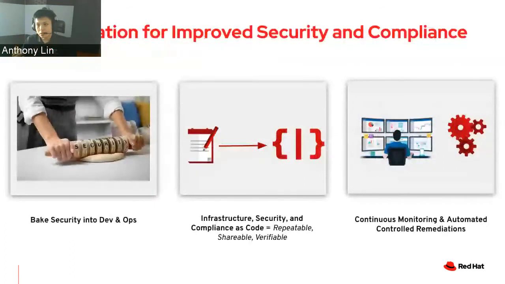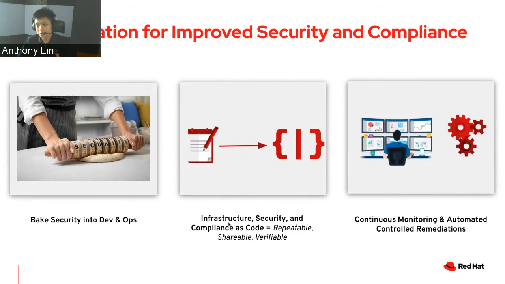So you can see over here that when we say that we want to do automation for improved security and compliance, we are really looking at how we can bake security into Dev and Ops. We talk a lot about DevOps these days. We should also include and consider security, even before we try and do anything. That's the main idea that we will go into, and it will be discussed further in another webinar series.